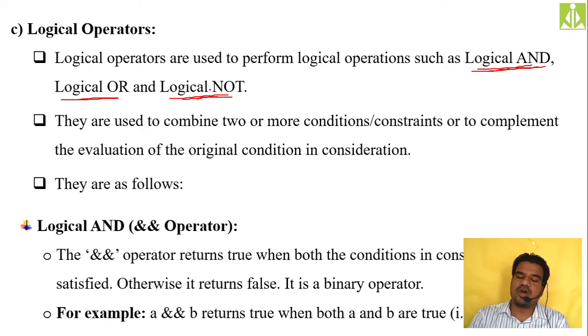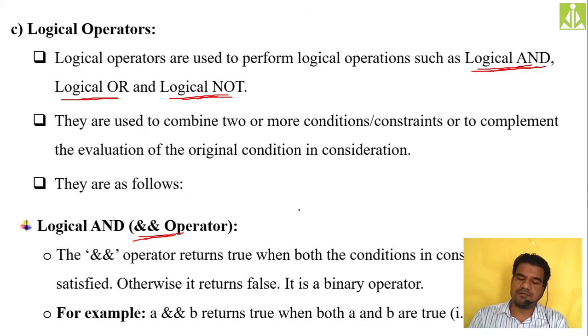And these logical operators are as follows. First one is the logical AND operator. And what symbol constitutes this logical AND operation? This ampersand symbol indicates the logical AND operation. The logical AND operator returns true when both the conditions are true.